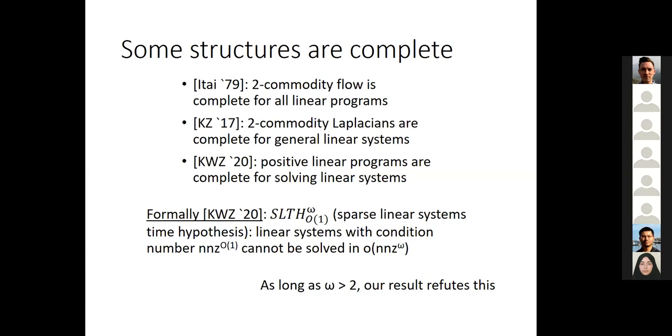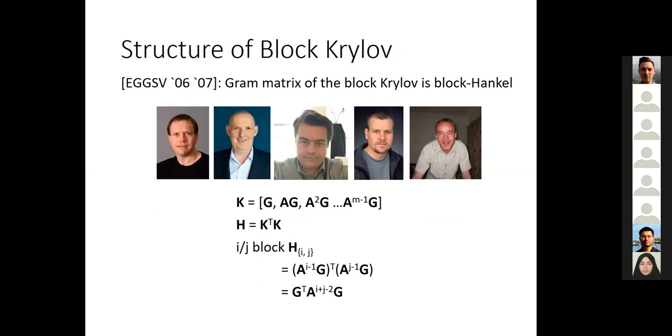But then there's the question of what is a structure, right? What is a useful structure in the general case? And it turns out, and here there was this remarkable result by Eberle, Gisbrechet, Georgi, Storenhan, and Villard. Their key claim is that the Gram matrix of the Block Krylov space matrix is what's called Block Hankel.